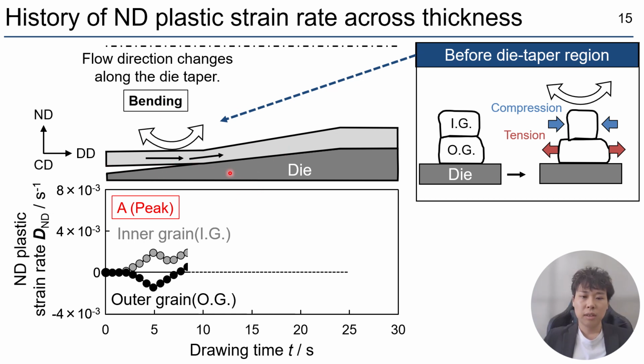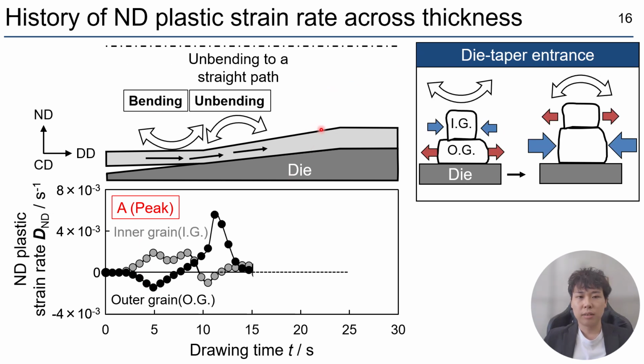As a result, bending stress was generated here, so the outer grain was subjected to tension like this, and the inner side was subjected to compression like this in the drawing direction. Because of this bending stress, the tensile side locally thinned in the ND direction, while the compressive side locally thickened. This led to the negative and positive ND plastic strain rate, respectively.